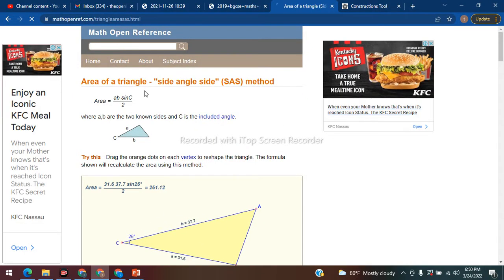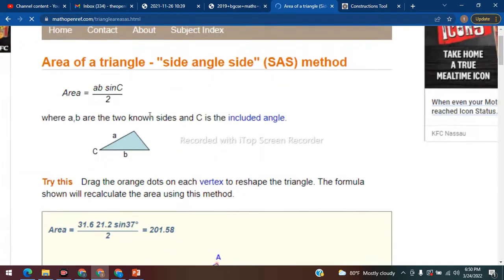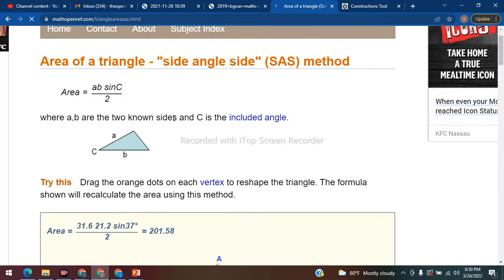So we have area of triangle, side, angled side, where A and B are two known sides and C is the included angle. Yeah, this is the formula that we're dealing with. So this is the formula that we need to use for area of triangle. The area of the triangle is equal to A times B times sine of C, all over 2, where A and B are two known sides and C is the included angle.